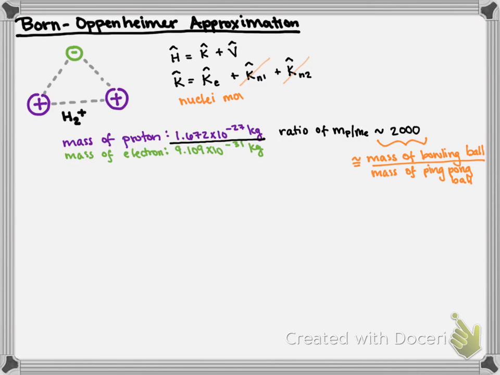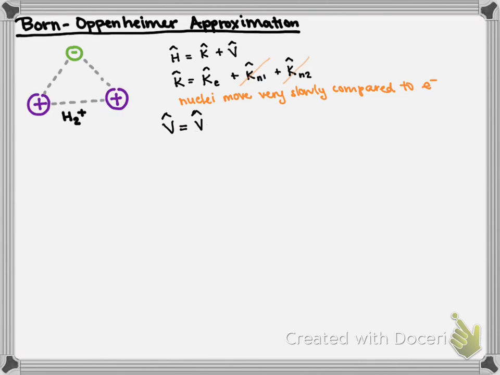What this allows us to do is neglect the kinetic energy terms of the nuclei because they move so slowly compared to the electron. So whenever we have molecules, the Born-Oppenheimer approximation allows us to neglect the kinetic energy terms due to nuclear motion. And while this may not seem like a lot, as molecules get big, it is something, right? It allows us to simplify the system a small amount, and that small amount turns out to be fairly significant.